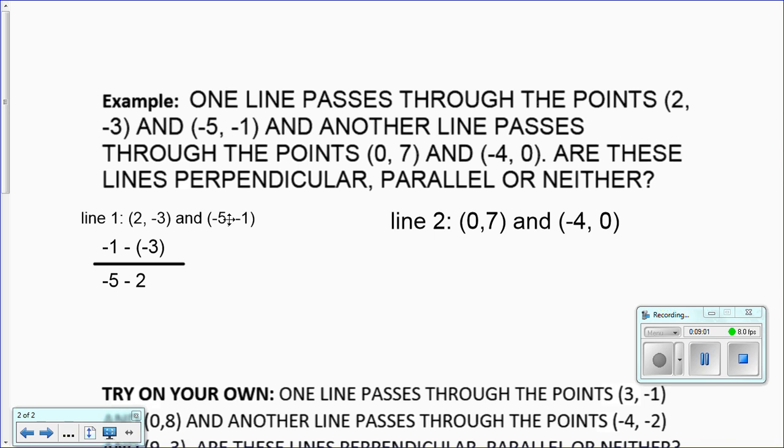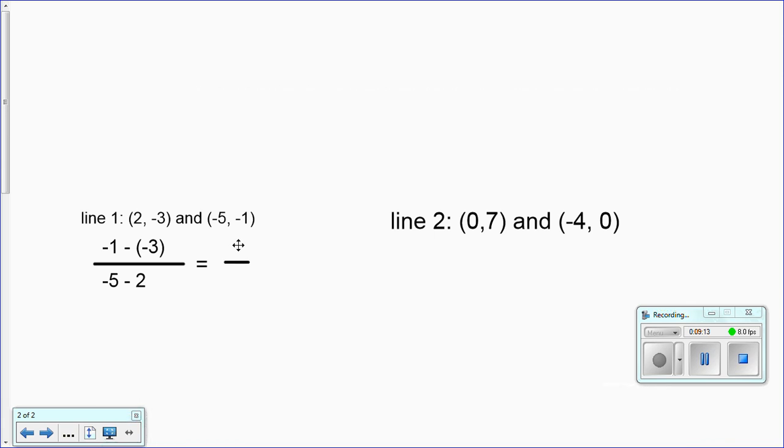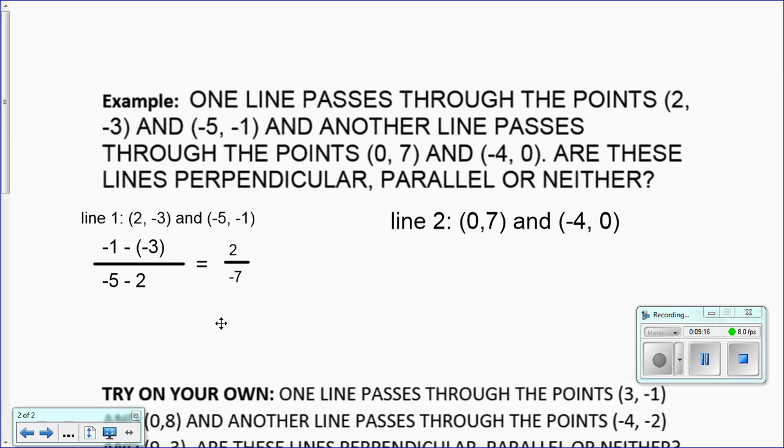Sorry. So y2 is -1 minus y1, which is -3, all over -5 minus -2. Okay? So I go ahead and simplify this. And I get 2 on the top and -7 on the bottom. Okay? So for it to be perpendicular, it should be flipped upside down, and it should be positive. So I should get 7 over 2 for it to be perpendicular. Parallel, I'll get -2 sevenths. Neither is just when I get something completely different from either of those two. So I go ahead and do this.